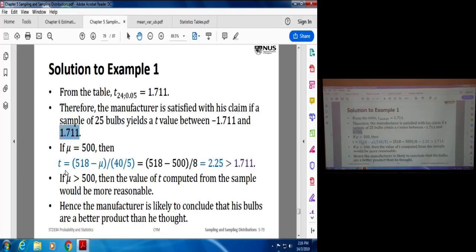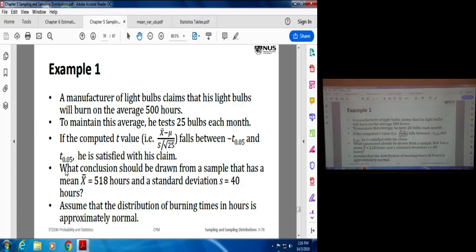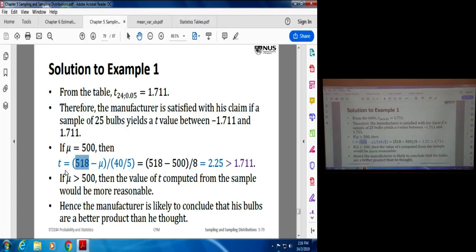Okay, so now remember the mean which we see is 518, mu is 500. We're also told that the standard deviation is 40, and the sample size is 25, so the square root of 25 is 5. So this is just 18 over 8, which is about 2.25. So the actual value of this statistic lies in the tail.